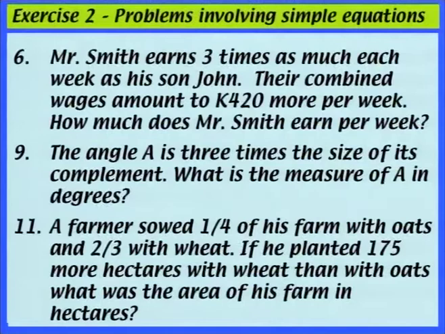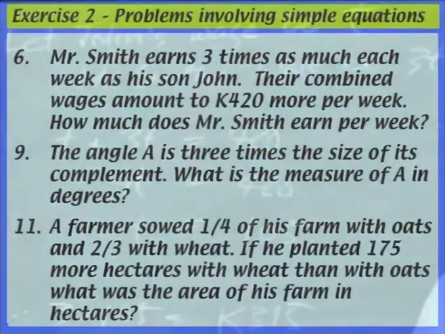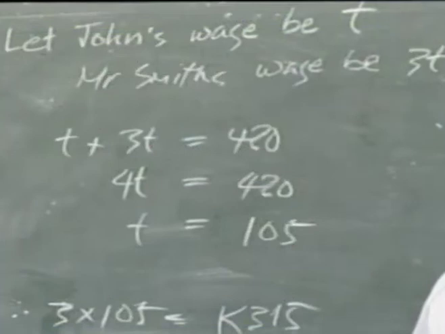Their combined wages amount to 420 kina per week. How much does Mr. Smith earn per week? First, let John's wage be T and Mr. Smith's wage be 3T. From this, we can form an equation which is T plus 3T equals 420. Collect the like terms. 4T equals 420 and T equals 105.